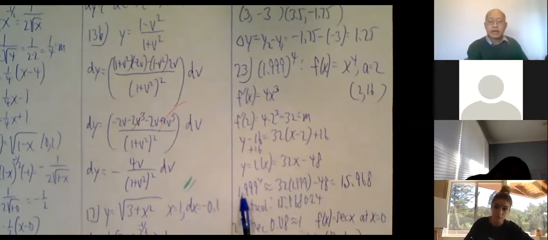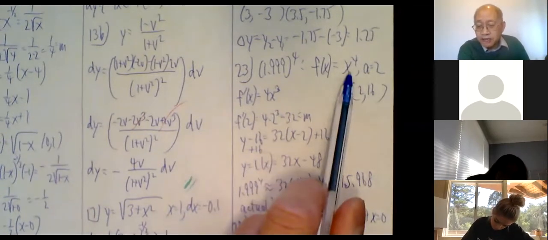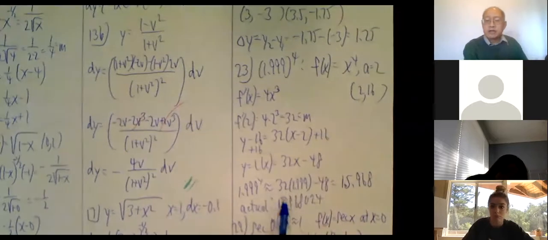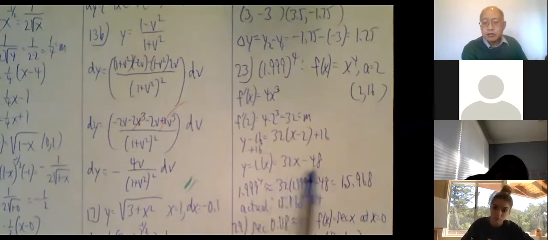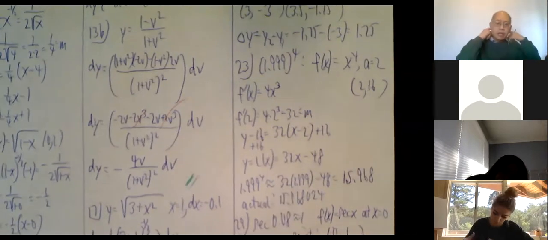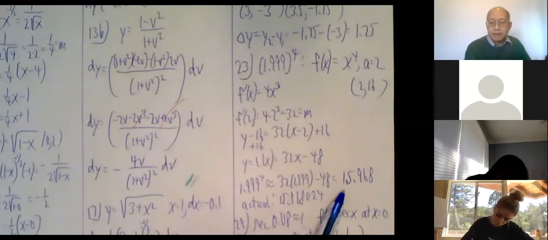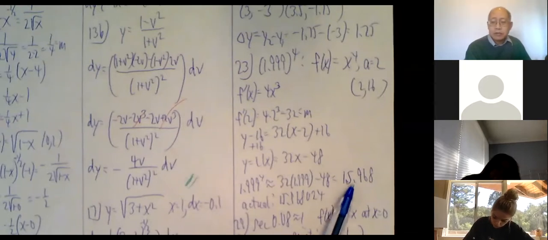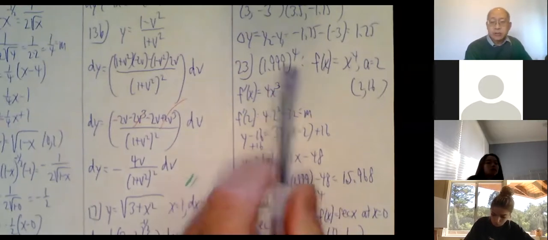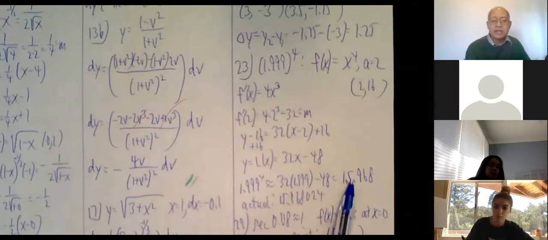So in other words, for 1.999 to the fourth power, we're saying, okay, don't use x to the fourth. It's harder to do. Just plug into the linear approximation. Straight line. Okay, so I would only plug in 32 times 1.999 minus 48. That comes out to be 15.968. So my guess to the answer to 1.999 to the fourth power is 15.968.